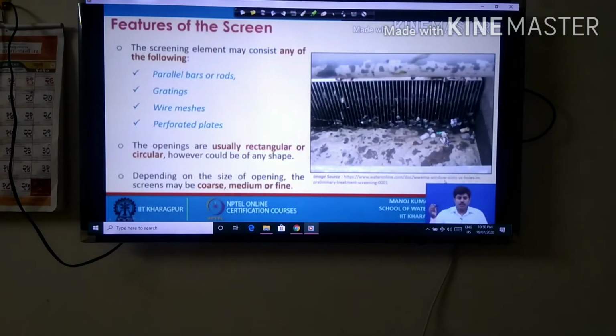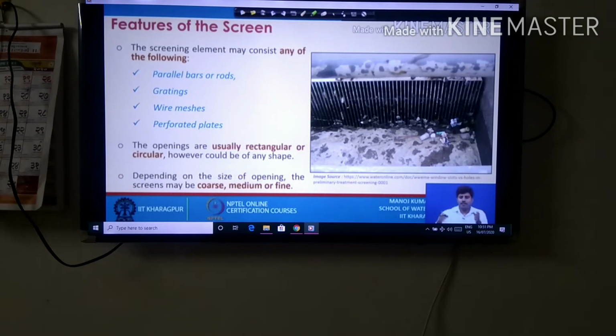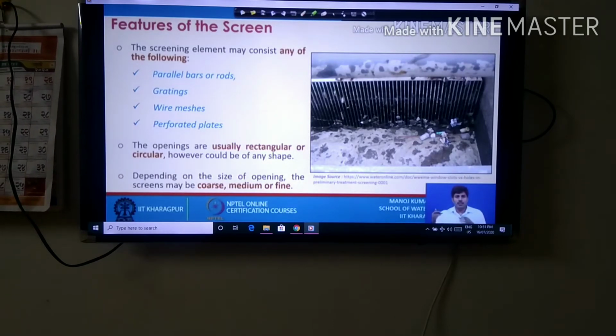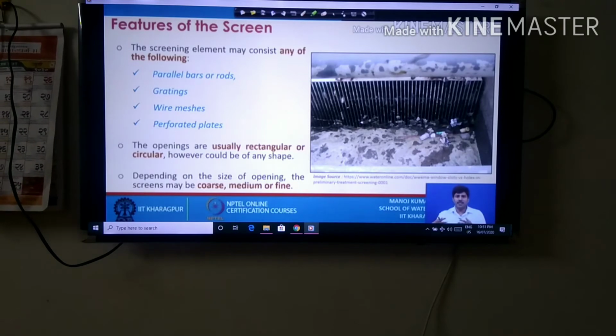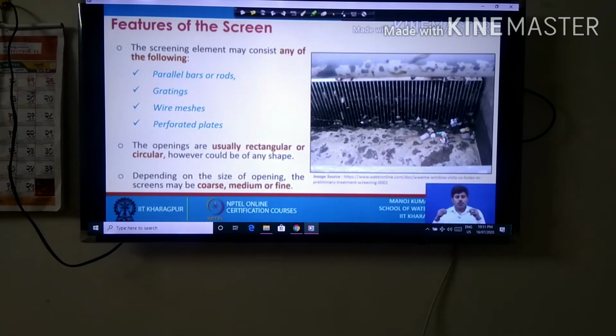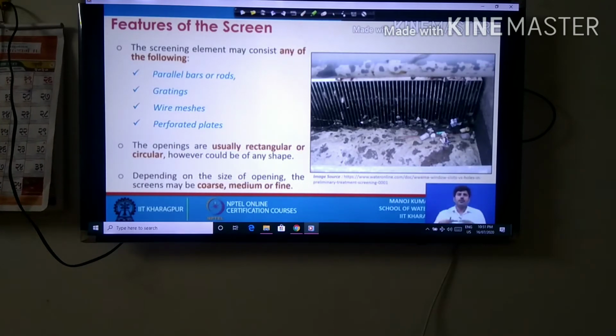Now, if you see the features of a screen, the screen elements generally consist of either parallel bars or rods. It could be gratings, wire mesh, or perforated plates. Those can be used for screening. It's just simple physical filtration. The openings of these screens are usually rectangular or circular. However, technically they could be of any shape, hexagonal, pentagonal, but for most cases, they are kept either circular or rectangular.